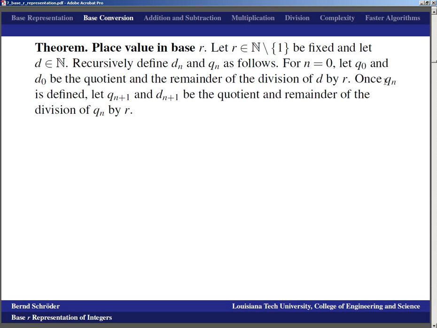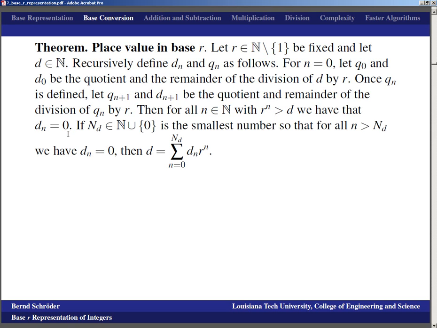And so now recursively, once you have Qn defined, you let Qn plus 1 and Dn plus 1 be the quotient and the remainder of the division of Qn by R. And that was just what we did, right? We kept taking the quotient and dividing it by R. And this theorem now guarantees that for all natural numbers n so that R to the n is greater than D, we have that Dn is equal to 0.